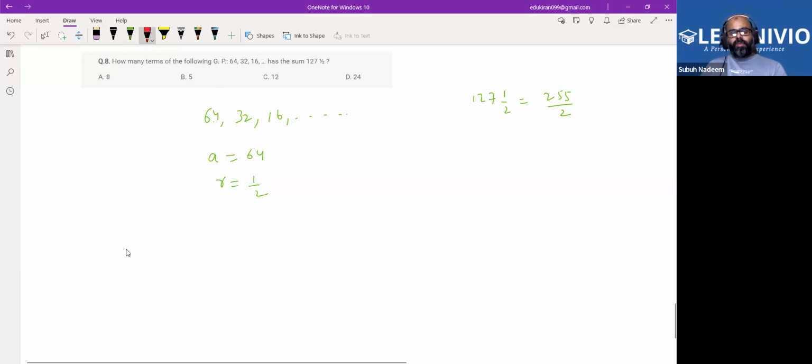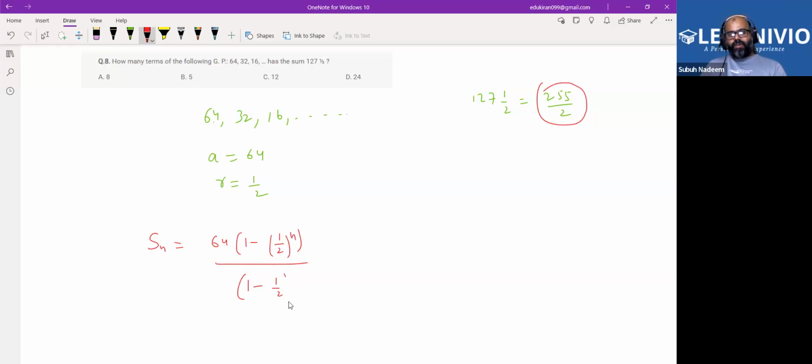Yes, sir. Now we take how many terms give you this addition. So suppose the sum till n terms gives you this addition. The sum till n terms means A, which is 64, times 1 minus R to the power n, where R is 1 by 2, by 1 minus R, which is 1 by 2.